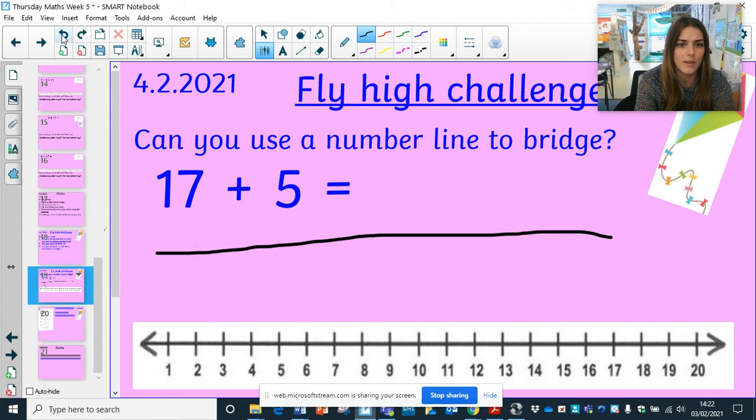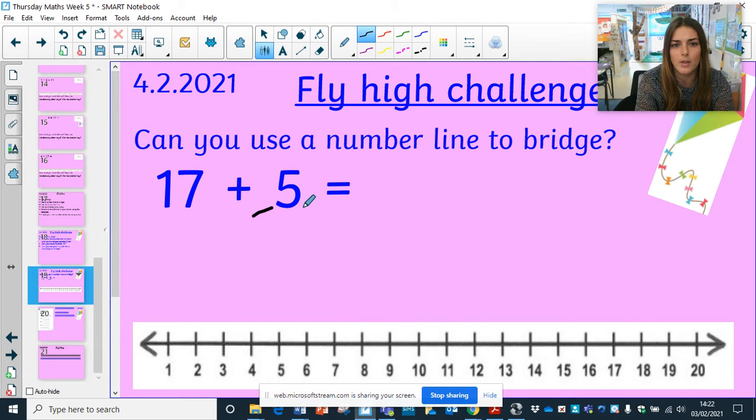Just going to move that back so that's a bit in the way. I can partition my number 5 into 2 numbers. So what goes with 17 to make 20? So 17, 18, 19, 20. So it's 3. Okay, 3. So if I add my 3 to 17, that would make my number 20. And then how many would I have left out of 5? If I've already taken 3 away, I should have 2 left.